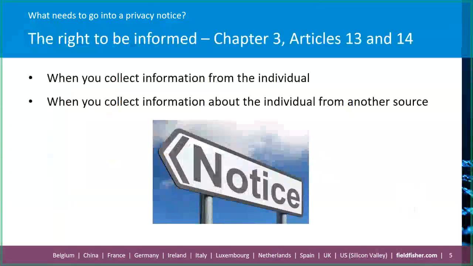So, the right to be informed. When do you need to inform individuals about the information you collect about them? Articles 13 and 14 of the GDPR deal with this. Essentially, when you process any personal data about an individual as a controller, you will need to provide a privacy notice to the individual unless one of the few exemptions applies.